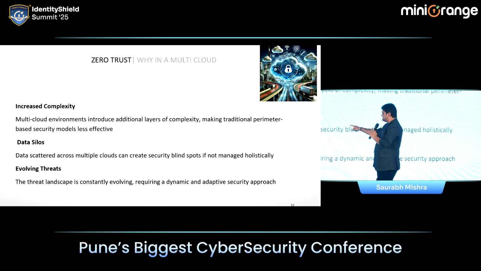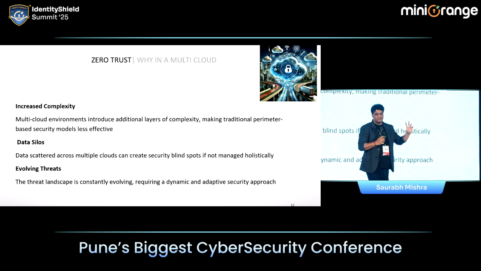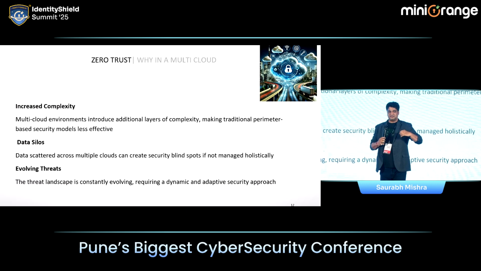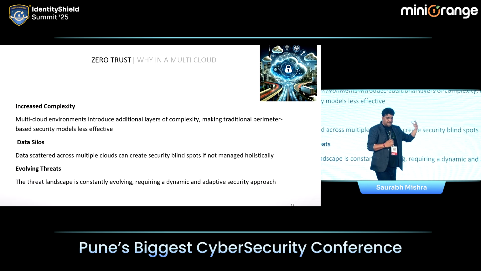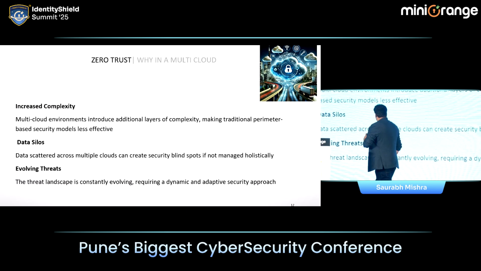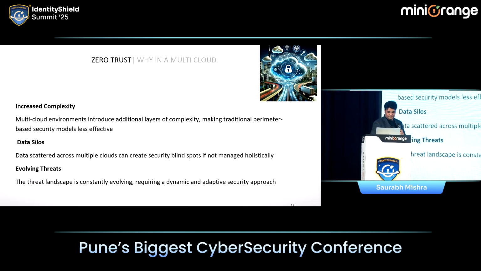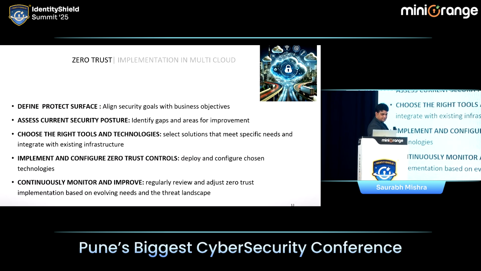Then the third one is evolving threats. Many threats are coming, like the examples we showed earlier, and attackers can attack your infrastructure or data in many forms.